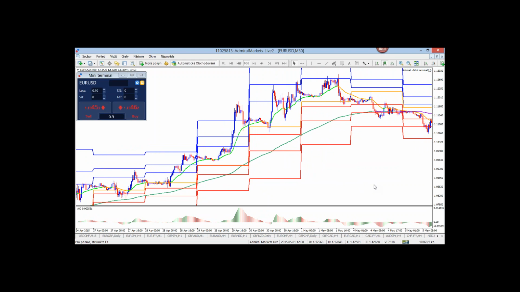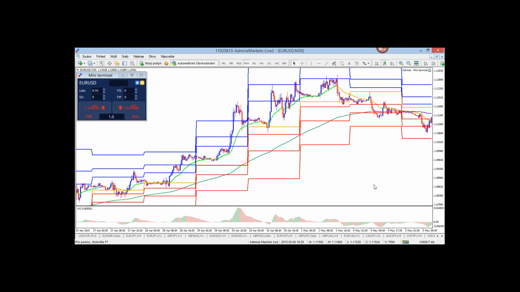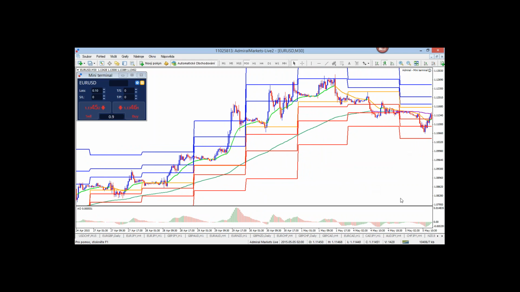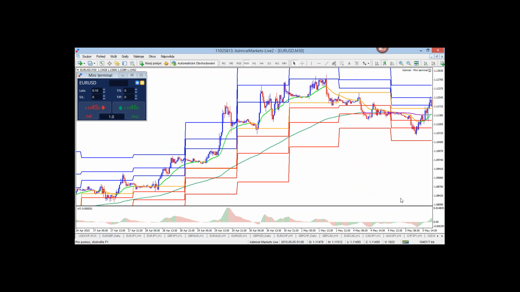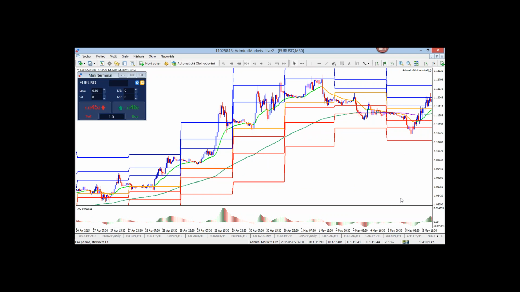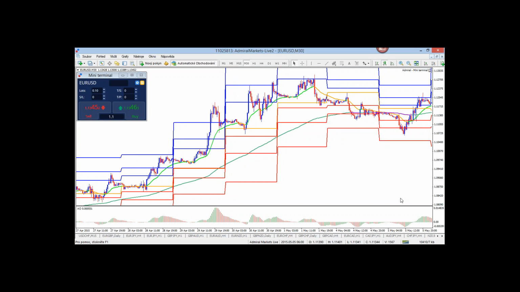Well, this could be a short. We're now in a downtrend, and we're hooking back to resistance. So let's see how it works out. I would put the stop loss above the pivot point, I would say at least. Let's see. Well, that was a loss, unfortunately. That did not work out well. So that's one win, one loss.